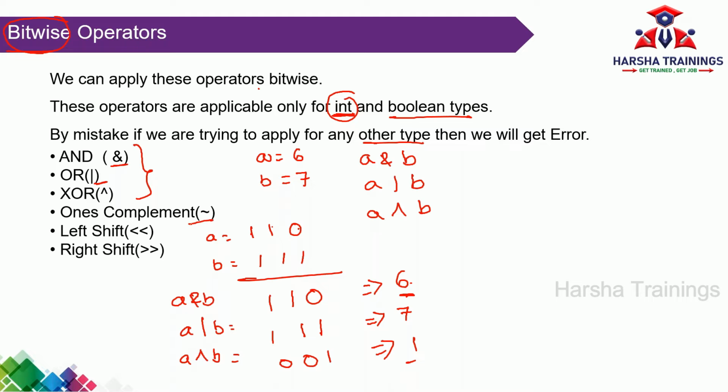Now, coming to complement. Complement in the sense converting ones into zeros, zeros into ones. That is called complement operation. And left shift, right shift. I will explain all these concepts.